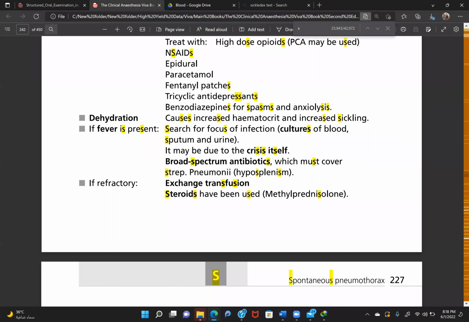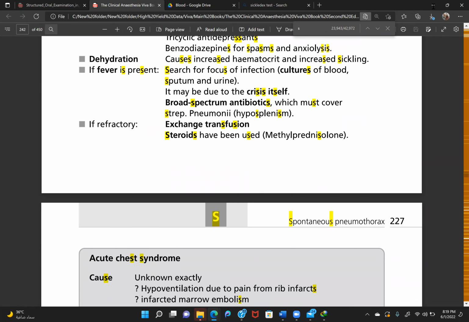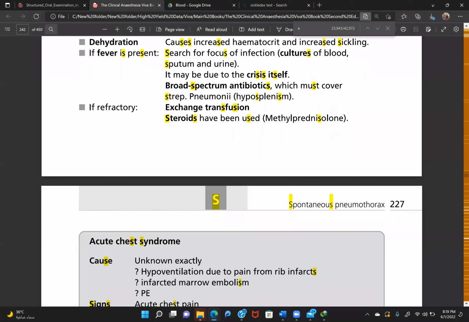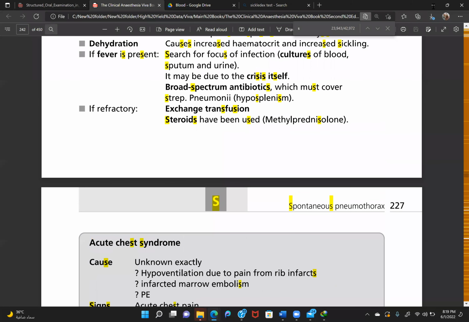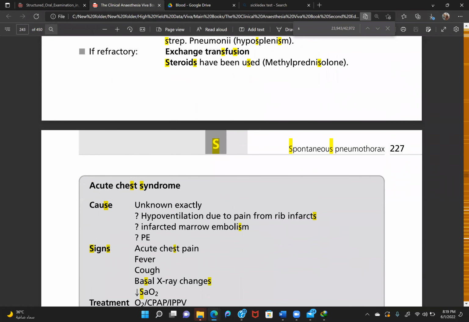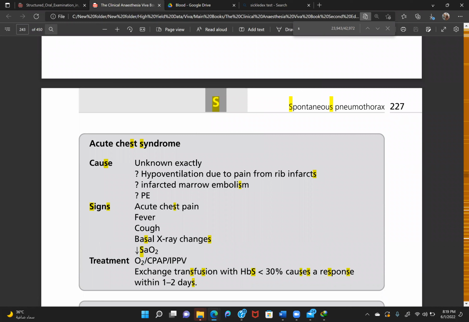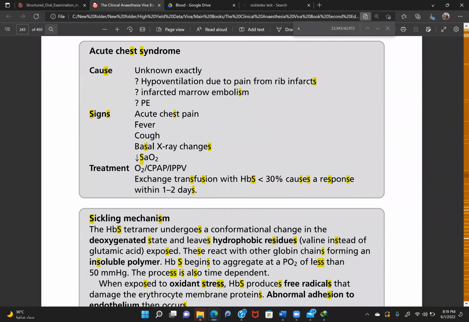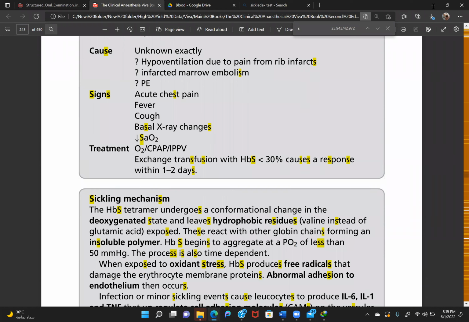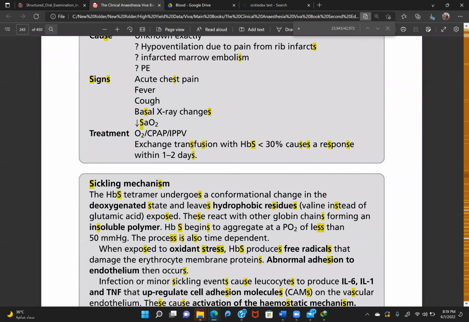So exchange transfusion, as I told you. Steroids, in some cases, may be of some use. I don't know, again, this is also I think related to immunosuppression or something like that. I'm not sure what the role of steroids in sickle cell disease is. Acute chest syndrome: the exact cause is known, related to infarct. There is fever, cough, chest X-ray changes, and the patient may need oxygen, CPAP, or then lead to IPPV.